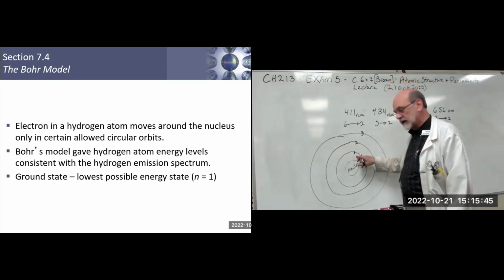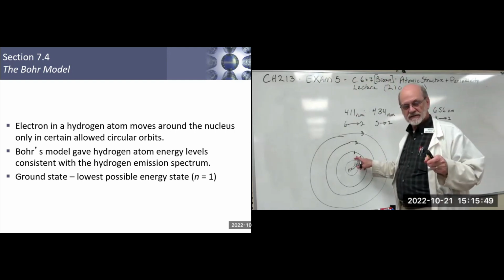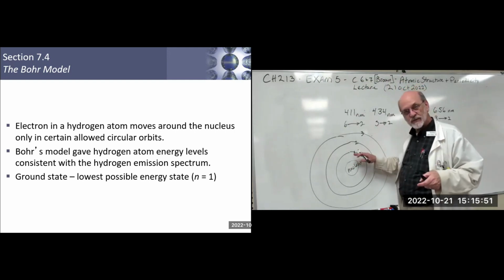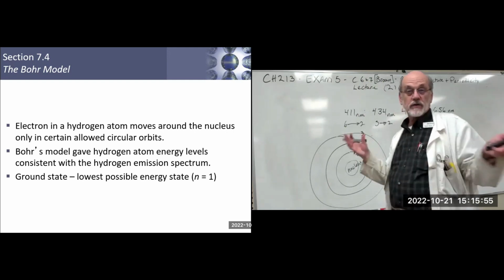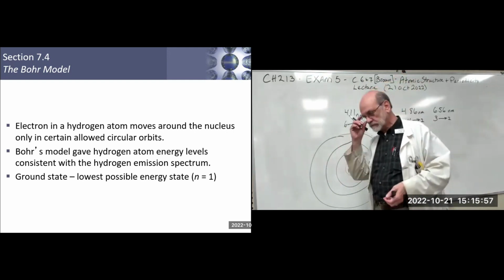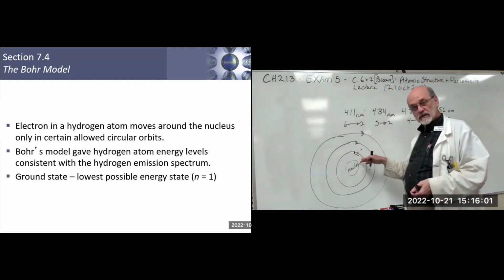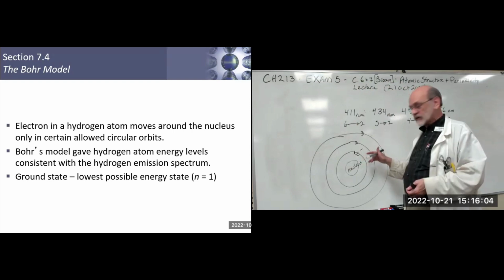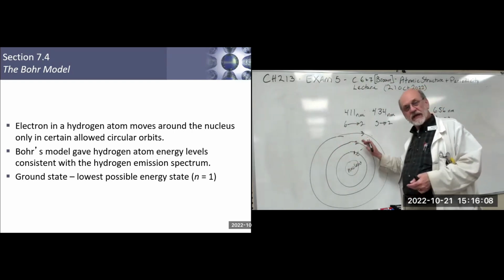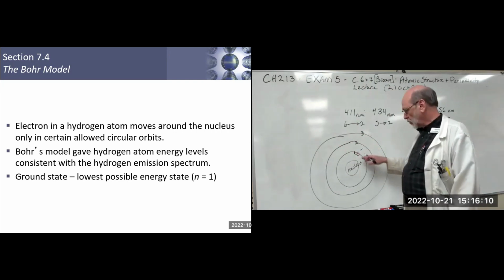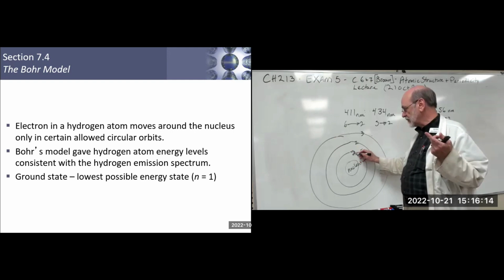The n equals 1 for the hydrogen atom is known as the ground state. That is the lowest possible energy for that first electron. And hydrogen only has 1 electron. If this one is filled and the outermost electron now has to occupy this level, then that is the ground state for that one. So 1 will be hydrogen, 2 would be helium.